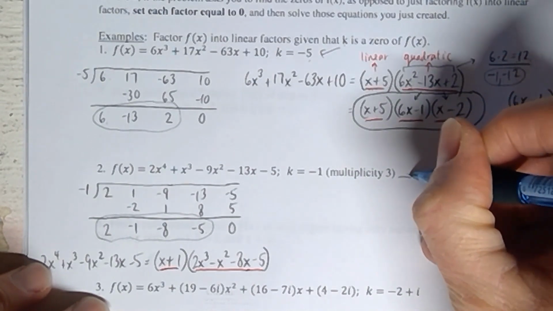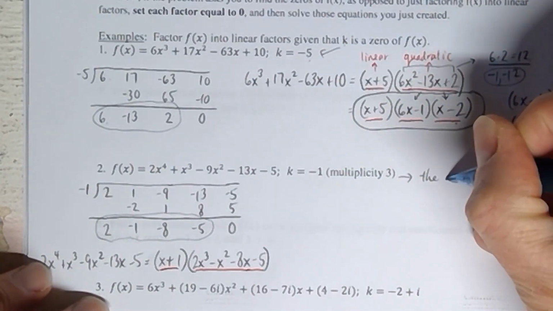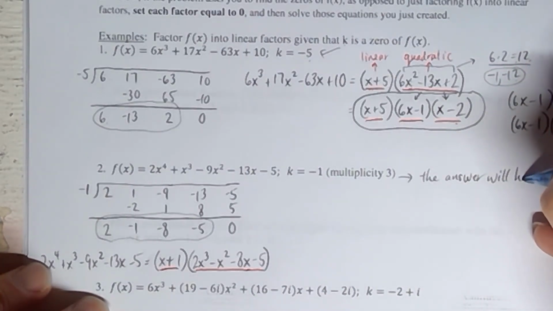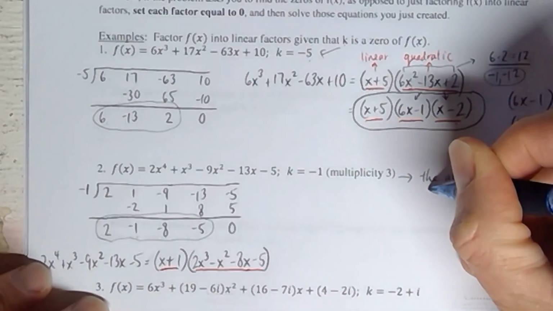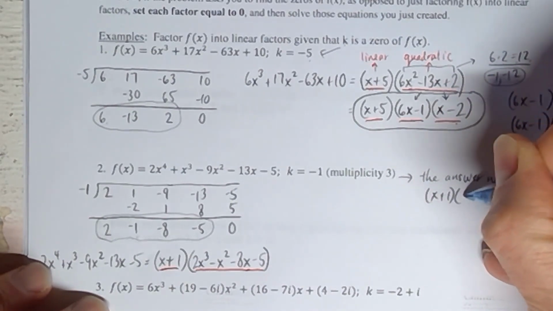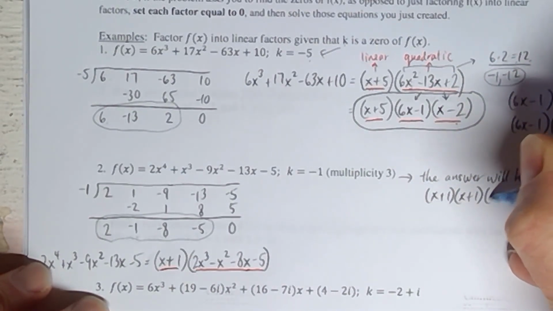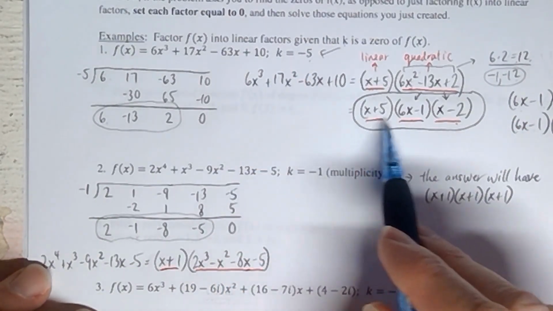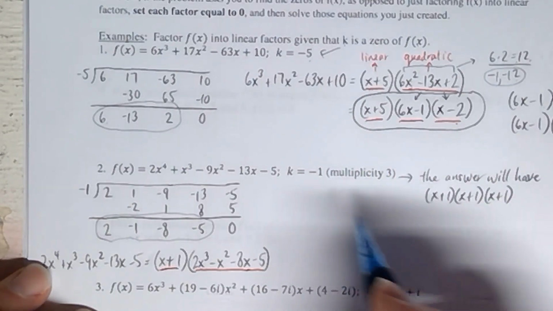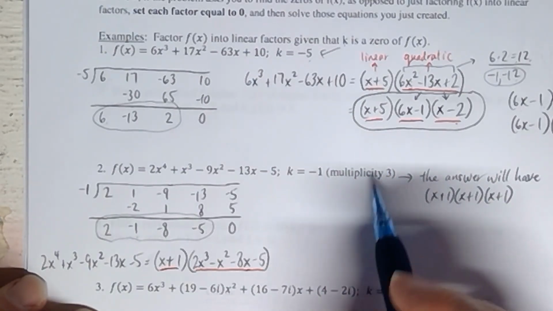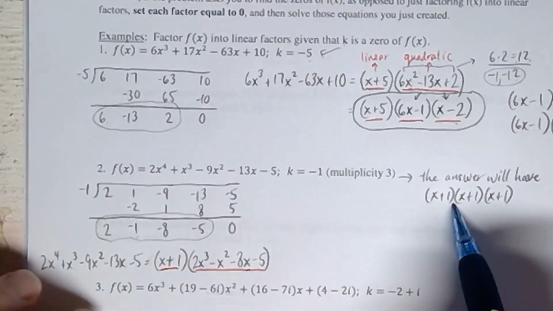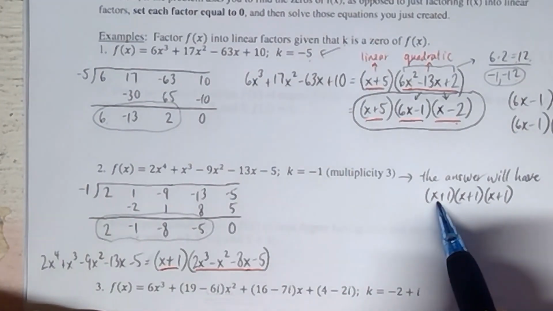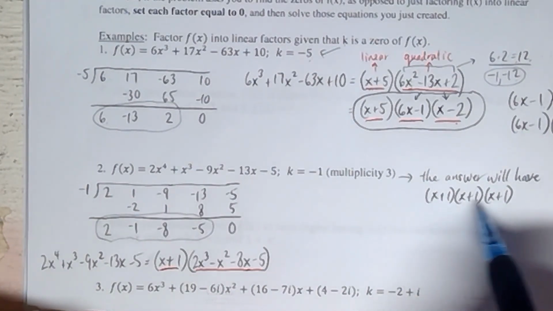It means that the answer will have x plus 1 occurring 3 times. Just like in the last problem, we had -5 and x plus 5 appeared in the answer. Because -1 has a multiplicity of 3, instead of x plus 1 appearing once like it normally would, the multiplicity 3 means that that factor appears 3 times.